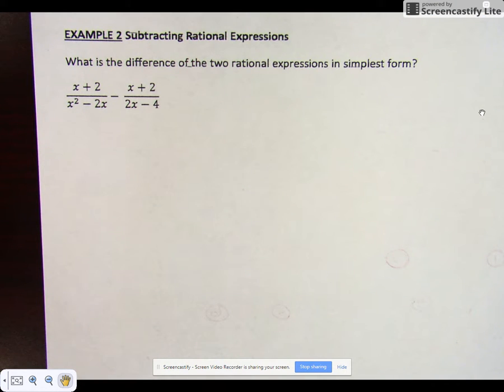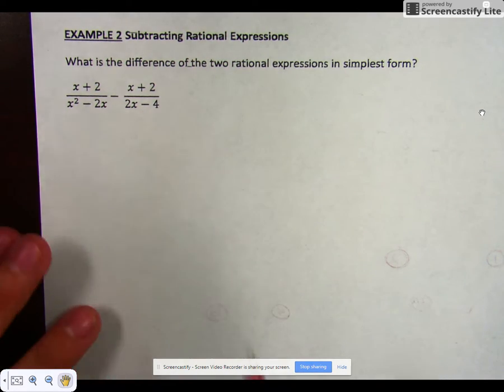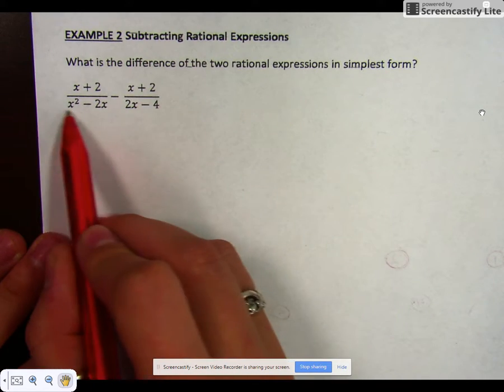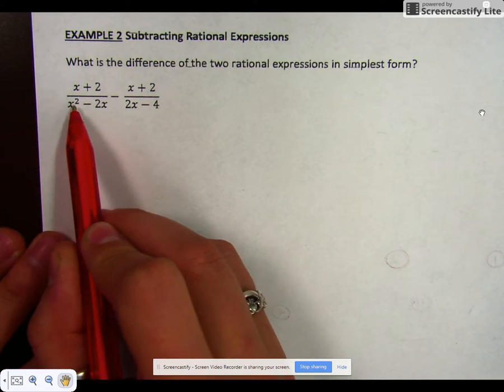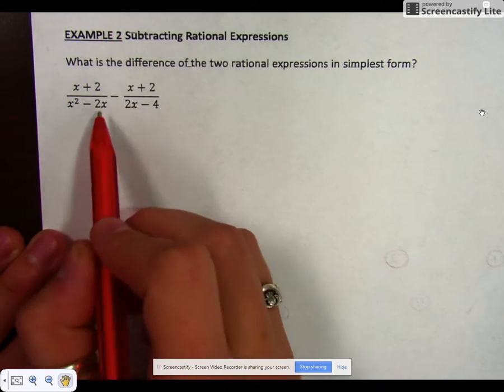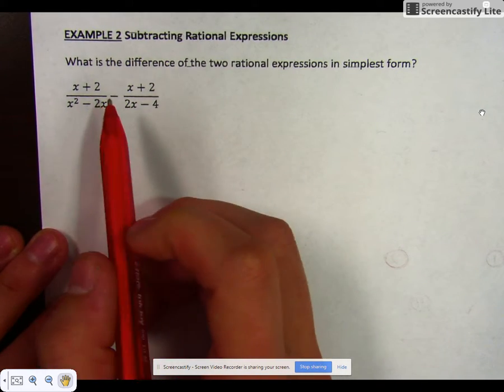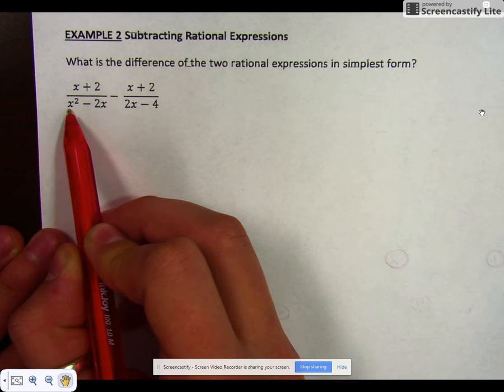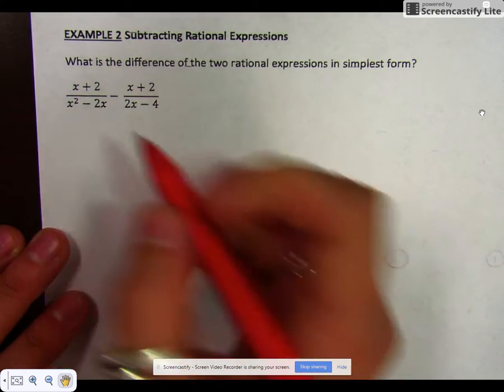All right, so subtraction is exactly the same process as addition. The first thing you want to do is factor first. So I'm going to look at this denominator right here. There are only two terms, so I'm going to look for perfect squares. 2 is not a perfect square, so I'm just going to look for a GCF. What do x squared and 2x have in common? And that's just x.